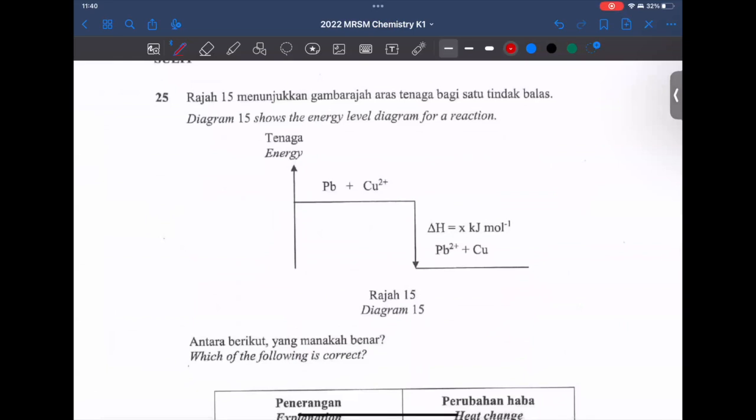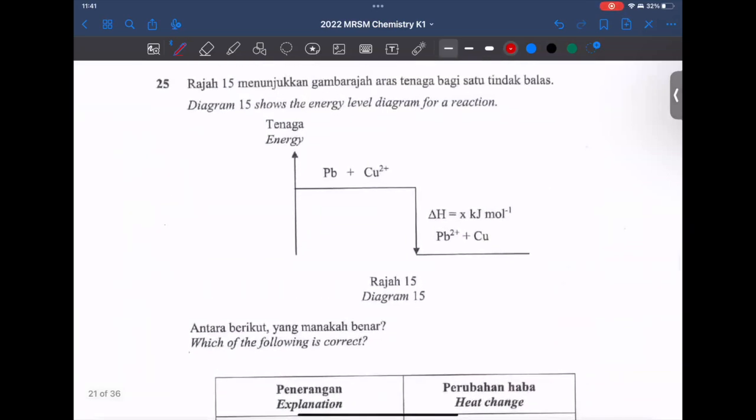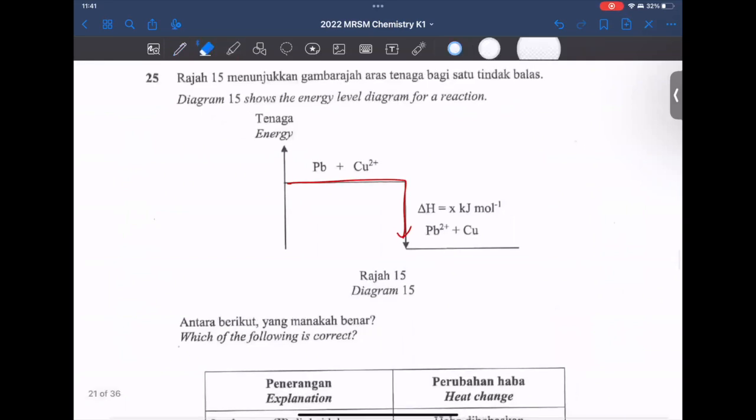25, diagram 15 shows the energy level diagram for the reaction. So you got Pb plus Cu2+, Pb2+ plus Cu. So it's most likely a displacement reaction because the ionic equation shows displacement, right? And let's take a look at this. So this is an exothermic reaction. Why? Because the graph goes downwards. The energy level diagram goes downwards. If it goes downwards, it means it's an exothermic reaction, meaning the reactants have more energy than the products.